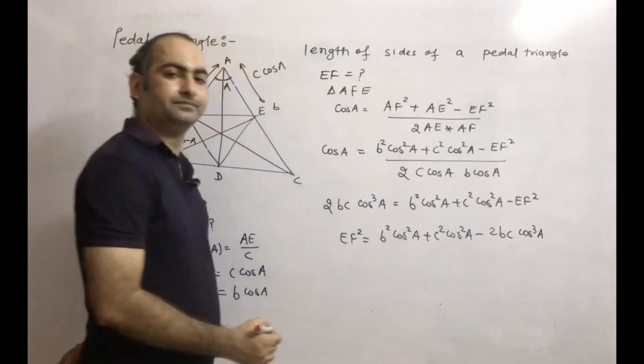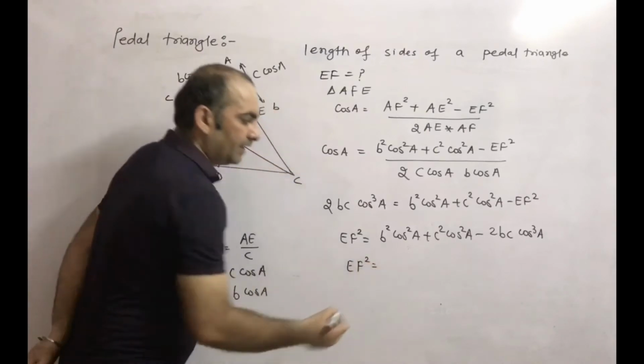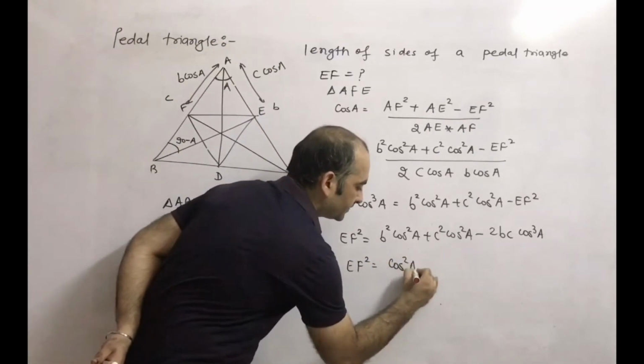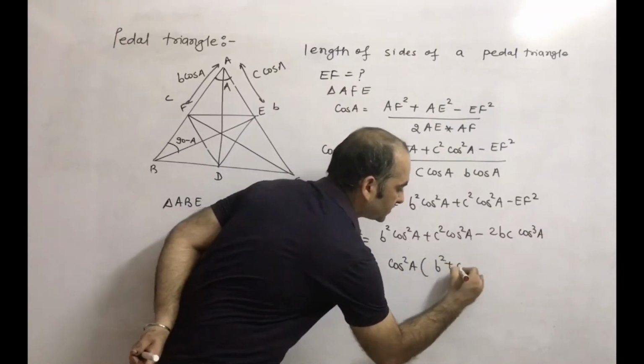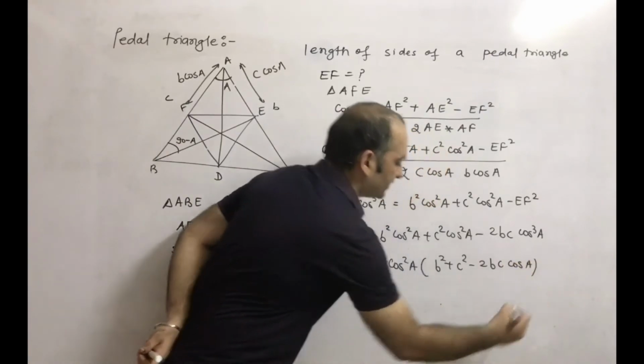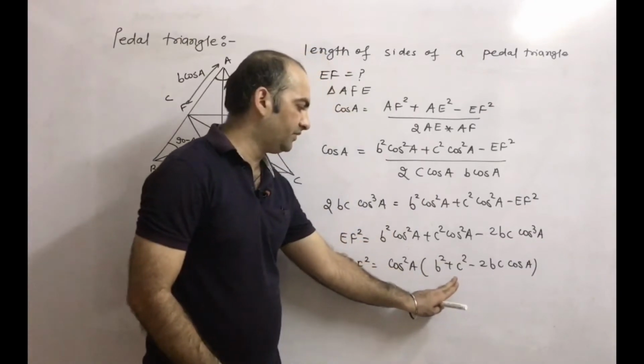From here, EF square equals, taking cos square A common, cos square A times b square plus c square minus 2bc cos A. So what is b square plus c square minus 2bc cos A? This we have to find out.